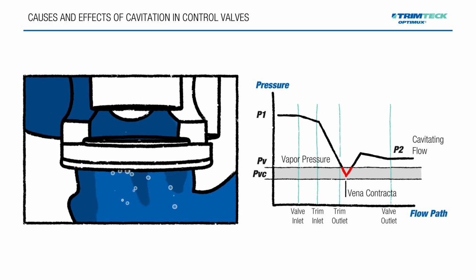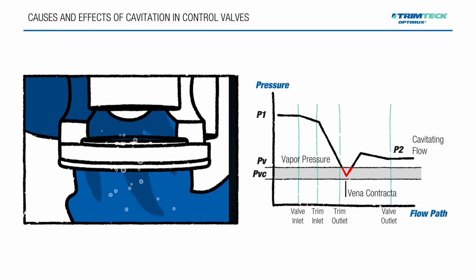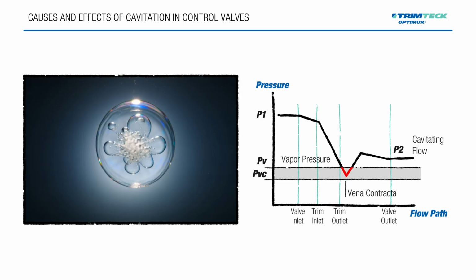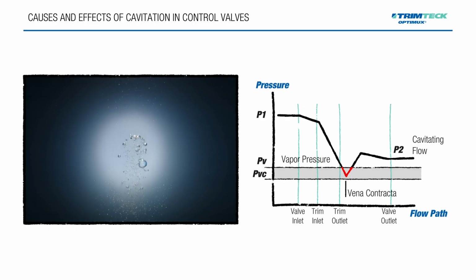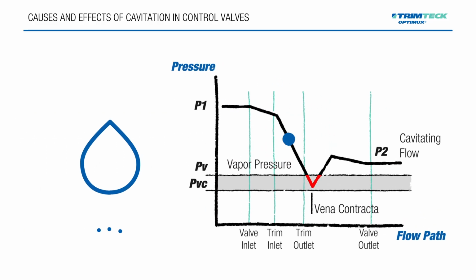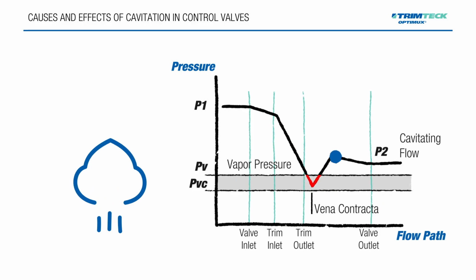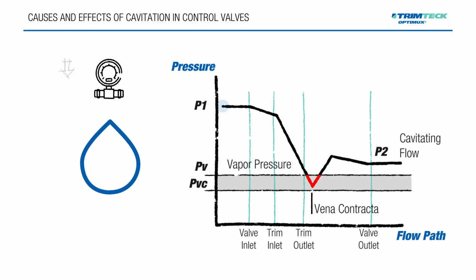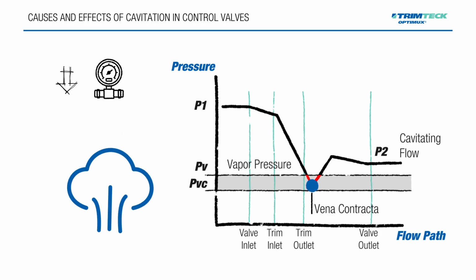As the fluid moves downstream and pressure recovers, those vapor bubbles collapse or implode back into liquid form. Each implosion is like a microscopic hammer blow, and when millions occur per second, they can literally eat away metal surfaces. That's cavitation, a phase change from liquid to vapor and back to liquid, triggered by pressure drop and recovery inside a valve.